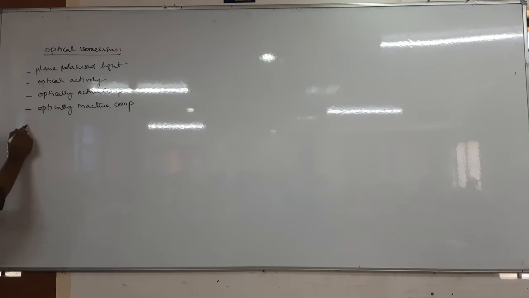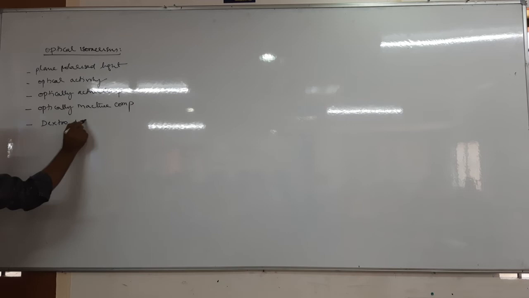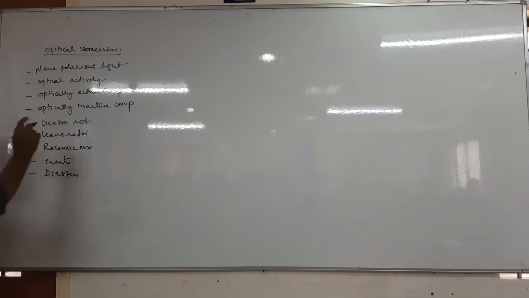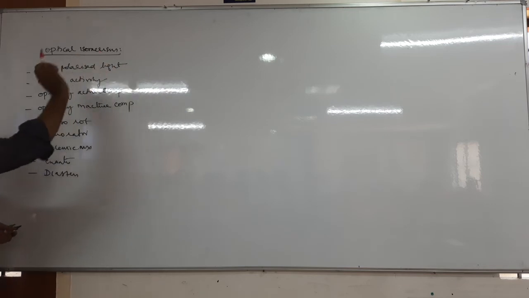Next, what is dextrorotatory, what is levorotatory, what is racemic mixture, and what is enantiomer, and what is diastereomer, and the condition for enantiomer and diastereomer. So these things we are going to study in this topic. Let's study first the definition of optical isomerism.